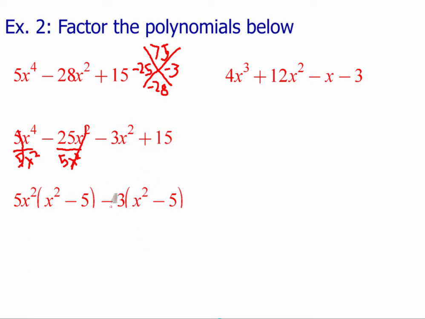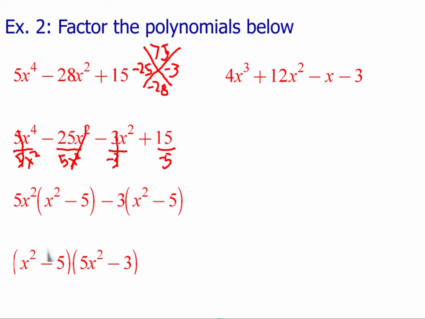Remember, we always factor out the sign of the first number, so I'm going to factor out a negative 3. So negative 3x squared divided by negative 3, these cancel, and I just have x squared. 15 divided by negative 3 is negative 5. Then I just go ahead and regroup them. x squared minus 5, what's inside goes in one set of parentheses. 5x squared minus 3, what's outside goes in the other set of parentheses.